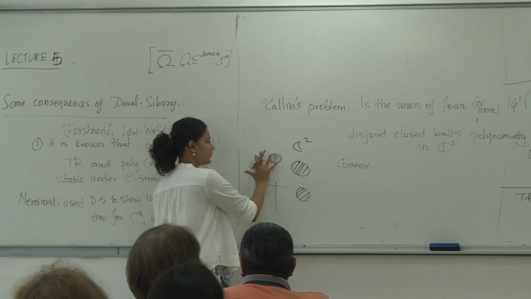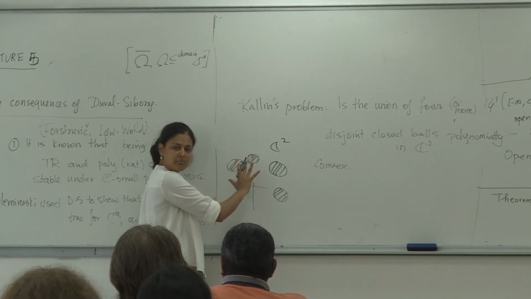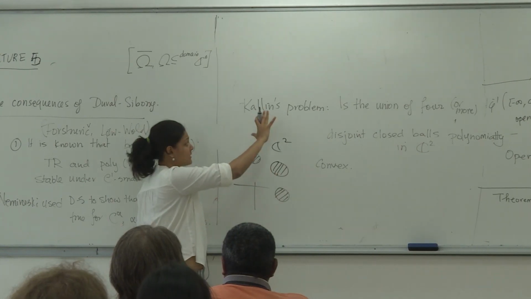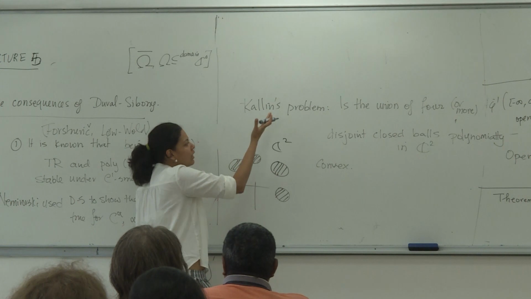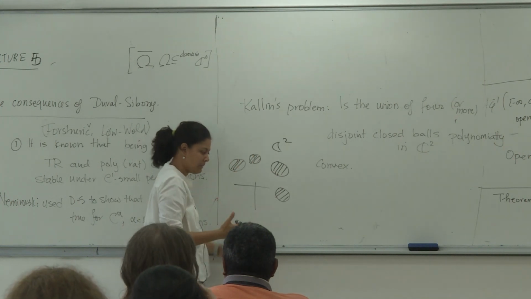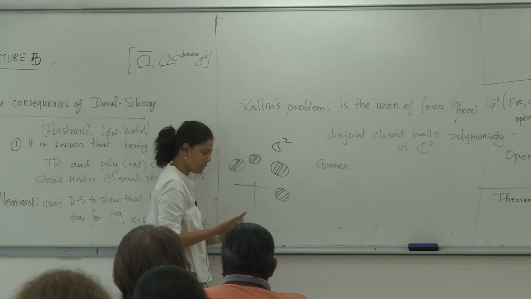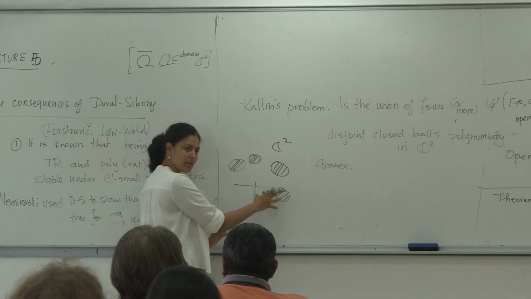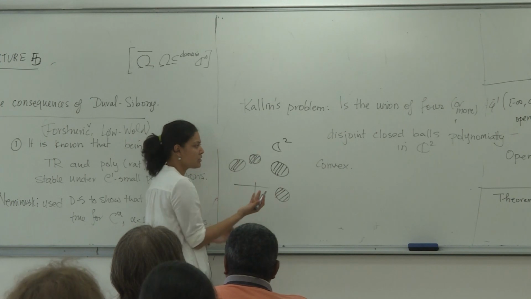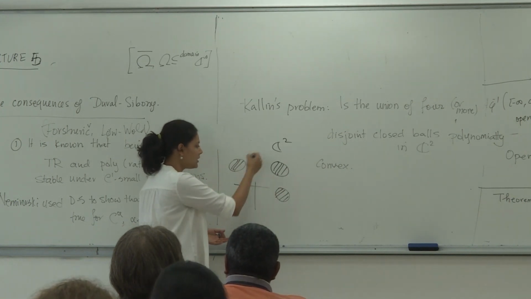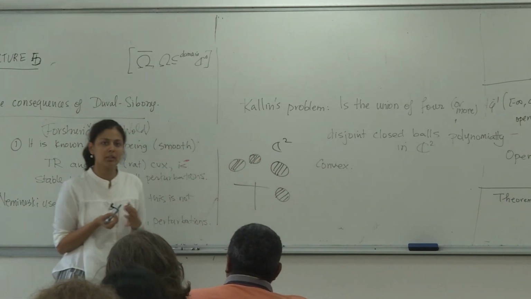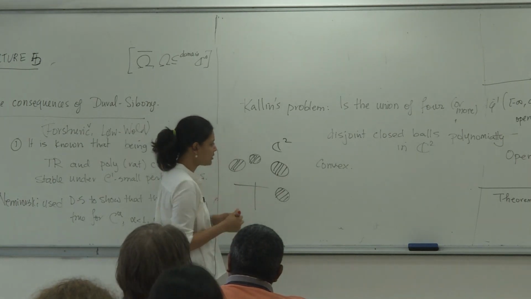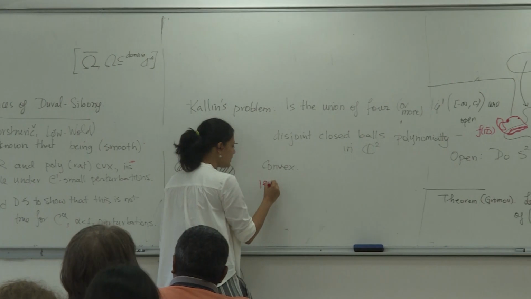For 2 balls, you can try and show this by hand. 3 balls is more complicated, and Kallin solved that problem using something called Kallin's lemma, which is a very classical tool to establish polynomial convexity. But this problem is not known as soon as you have a 4th ball. Can you somehow arrange these in a way that you lose polynomial convexity? And there are lots of special cases that are known.